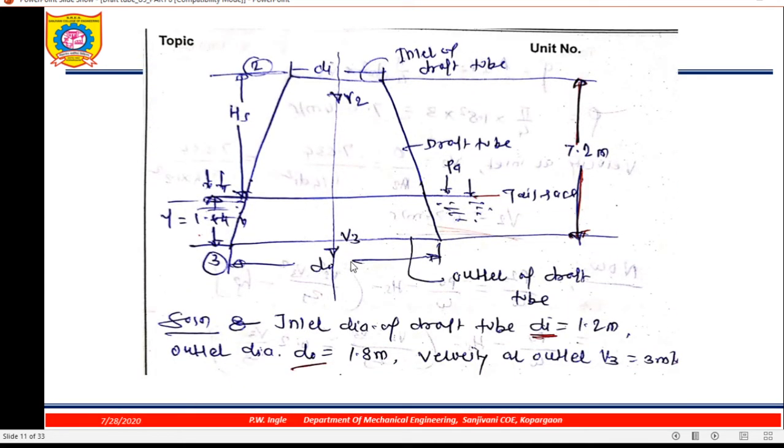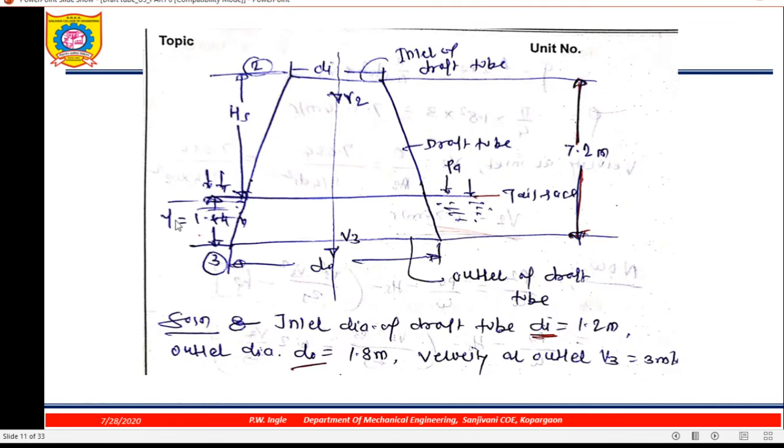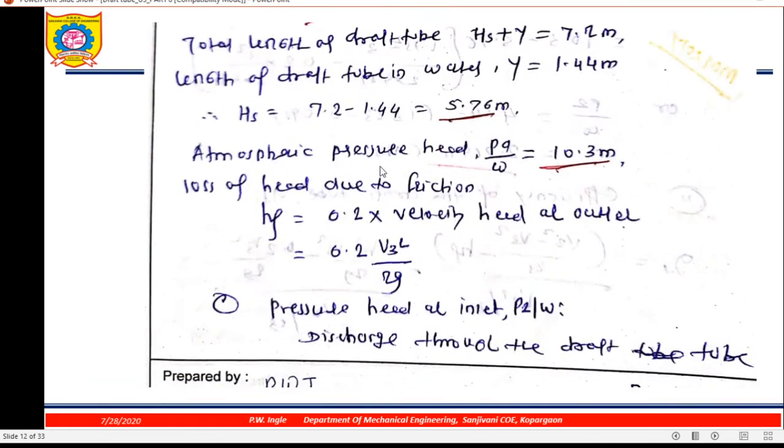So this is Di, this is Do, Hs, Y, and this is atmospheric pressure head and this is 7.2 total height. So the total length is Hs plus Y. You see here, Hs plus Y is 7.2 and Y is 1.44. So Y is given in the problem, so Hs is 5.76 meter. Now atmospheric pressure head is 10.3 meter. Now loss of head due to friction is 0.2 times the V3 square by 2g.